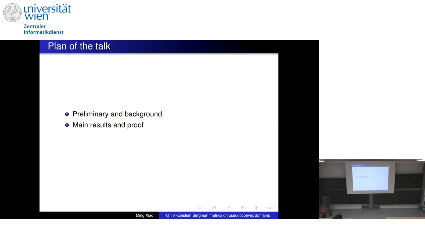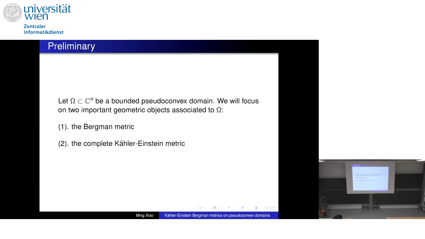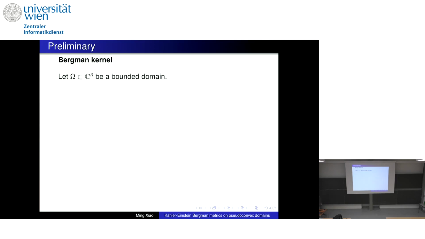So I will start with some preliminaries and background. After that, I will present our results and discuss some main ideas behind the proof. So in this talk, we'll concentrate on two important geometries associated to a bounded pseudoconvex domain in C^n. One is the Bergman metric, the other is the complete Kähler-Einstein metric. So let's start with briefly recalling their definitions.